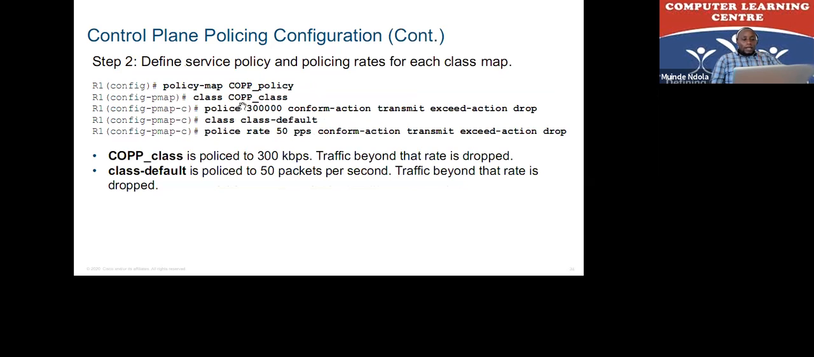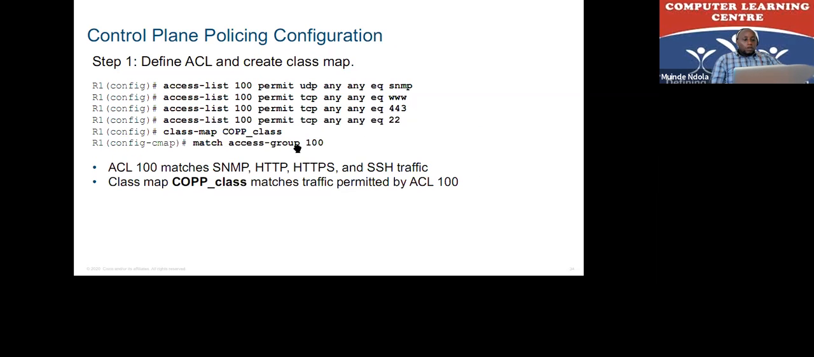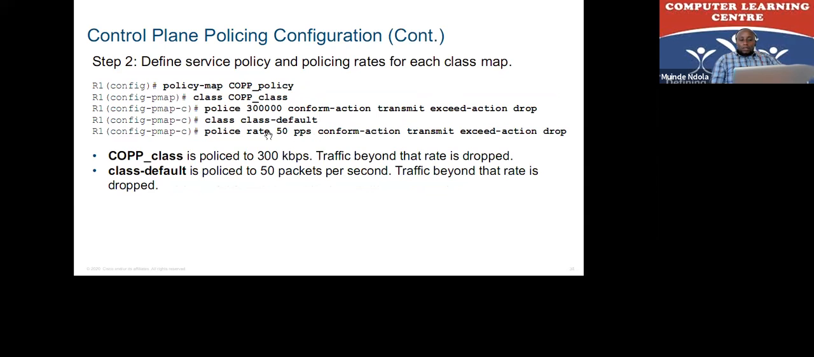Then after that, we create the policy where we apply the actions. So our actions is what? Policy map. So we created the policy map. Then we say the class. When you say class COPP-CLASS, you are referencing what has been allowed by the access list 100. Remember, first we created an ACL, then attached it to the class map. Then from that, we configure our policy. So we say police, conform action transmit, exceed action drop. So if it exceeds 300 connections per second, then you drop that packet. Okay.